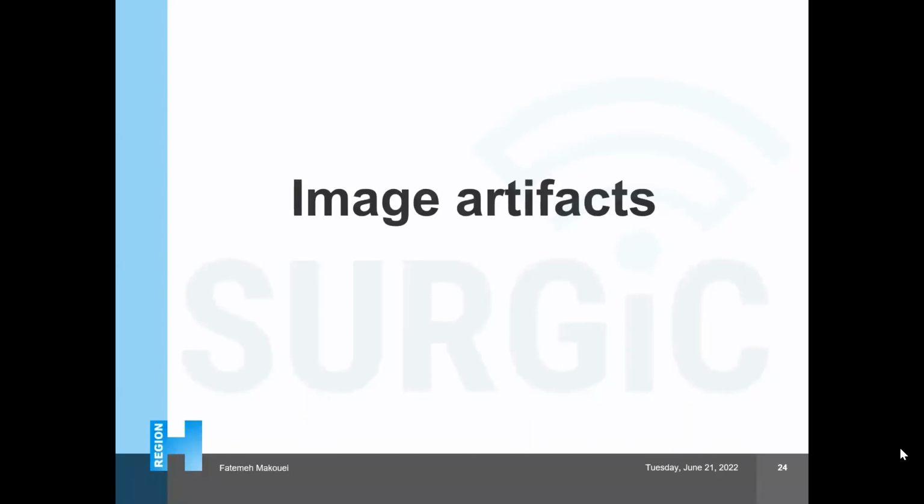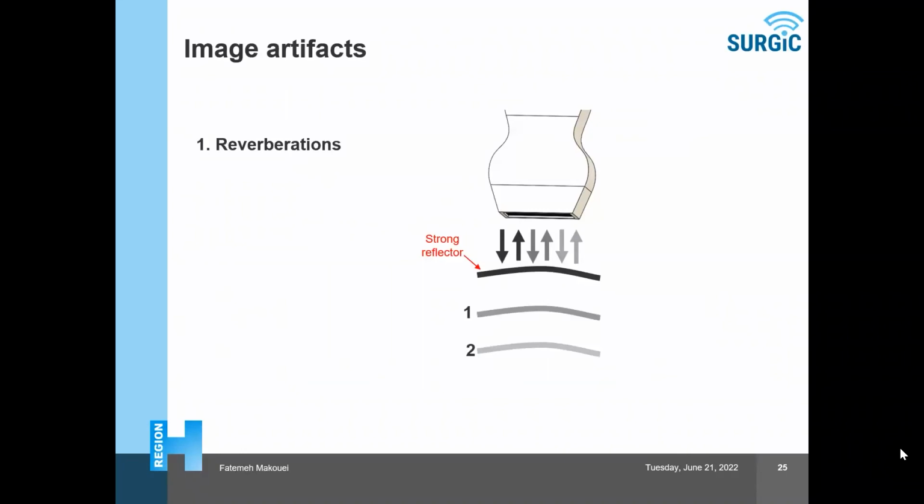In this section of the lecture, we will briefly go through some of the main image artifacts. The first one, reverberations. It is an ultrasound beam reflecting repeatedly between two strongly reflective interfaces in parallel, one of which is the transducer face. Some of the energy of the first returned echo is reflected at the transducer face and acts like a second weakly transmitted pulse, which is again reflected back towards the transducer at the interface.